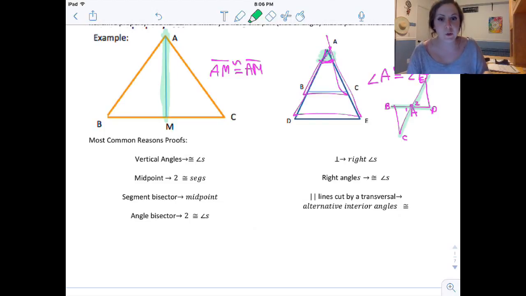But these are the ones that for sure you're going to use all the time. Vertical angles are congruent angles. Midpoint implies two congruent segments. A segment bisector implies that you have a midpoint. An angle bisector implies that you have congruent angles. Perpendicular implies that you have right angles. Right angles imply that they're congruent to each other. And parallel lines cut by a transversal implies some angle pair is something. Often it's alternate interior angles are congruent.